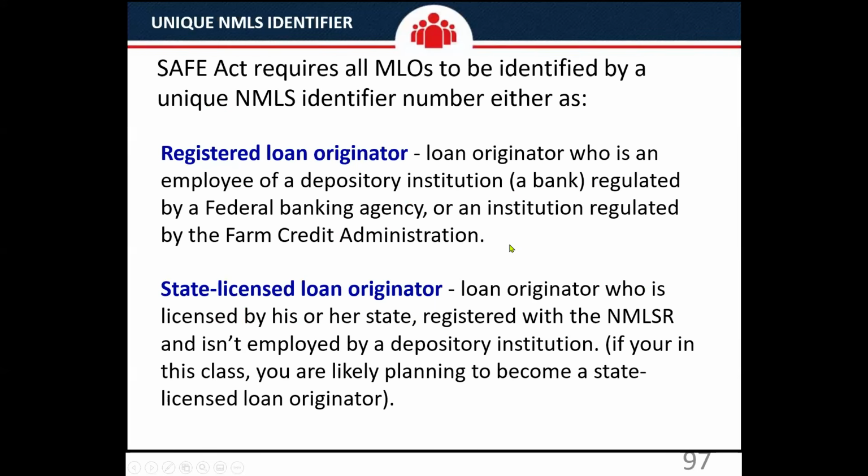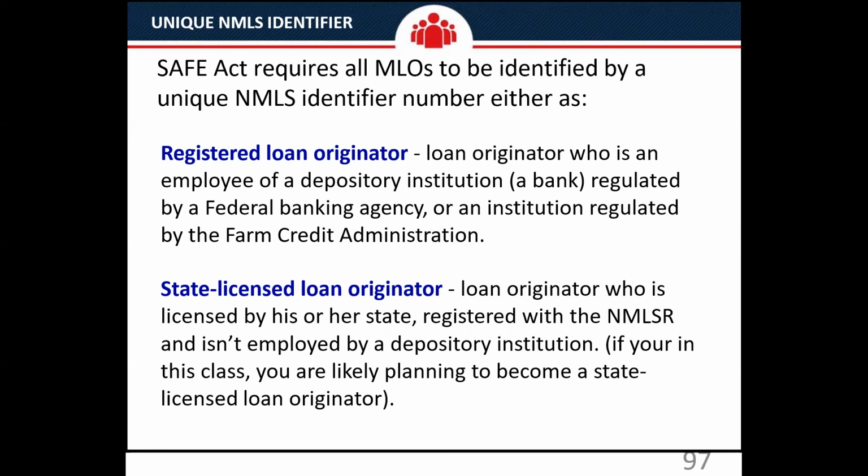The SAFE Act requires the NMLS to be identified by the unique identifier number. You will be either a registered loan originator or a state licensed loan originator. A registered loan originator is an employee of a depository institution, which is a bank, regulated by a federal banking agency or an institution regulated by the Farm Credit Administration. They are registered to that institution that they work for. They use a number that they get provided there.